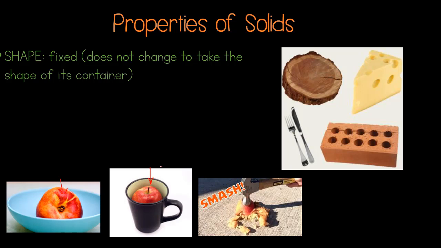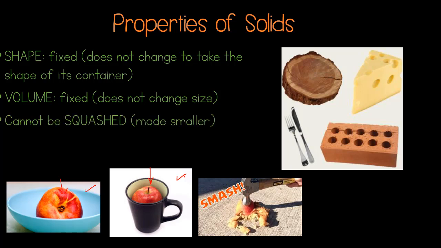The second property is volume, or size. Solids have a fixed volume. This means they keep their size. This apple is the same size whether it's in the bowl, or in the cup, or in any other container. Because solids have a fixed volume, it means they cannot be squashed or made smaller. You can't put your hands around this apple and squeeze it and make it shrink to a smaller size.